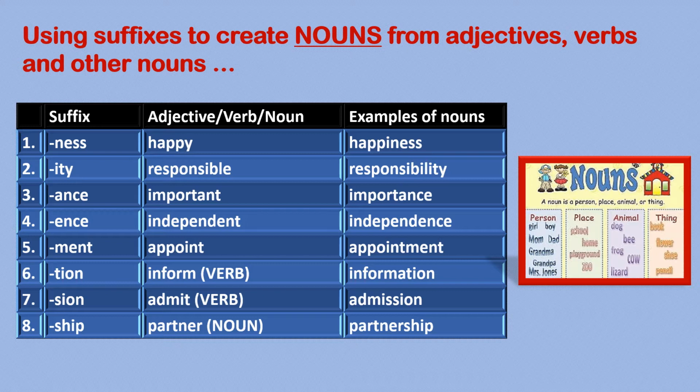Inform, information. Admit, the T changes to S and SION will be added. And with partner, just add the SHIP, and so we form so many nouns using so many different suffixes.